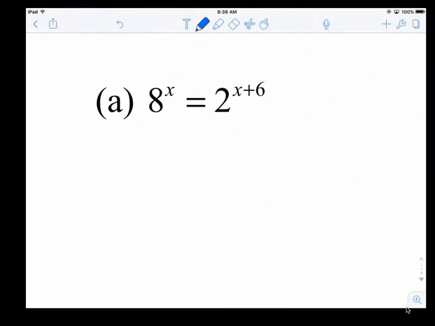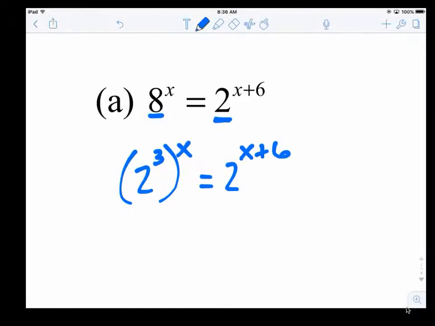Okay, so I have 8 to the x is equal to 2 to the x plus 6. Again, what I want to do is try and get this base and this base to be the same. I can't really break down 2 much more than that, but how can I write 8 so that it is in terms of 2? Good. I'm going to rewrite 8 as 2 to the third, leave the x on the outside, and that's equal to 2 to the x plus 6.